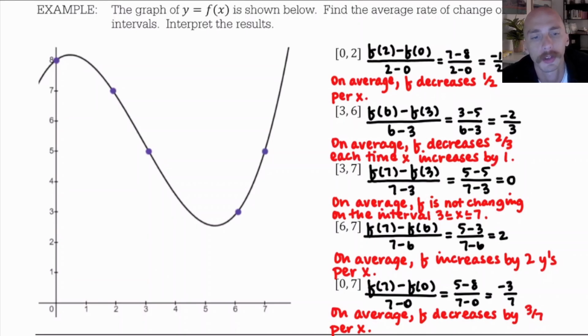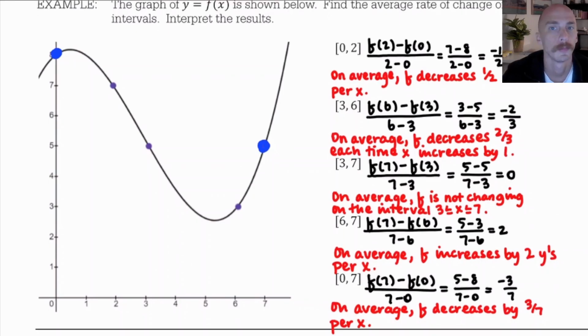And then the last one said on average f decreases by 3/7 per x on the interval 0 to 7. And I guess the reason I finished with that one is that it again doesn't give you a very accurate interpretation of what's going on with this function over the interval 0 to 7. On the interval 0 to 7, there's a lot of action. It kind of increases a little bit, then it decreases a lot, then it kind of recovers some, and that average rate of change of negative 3/7 only encapsulates these 2 points that I just colored in blue.